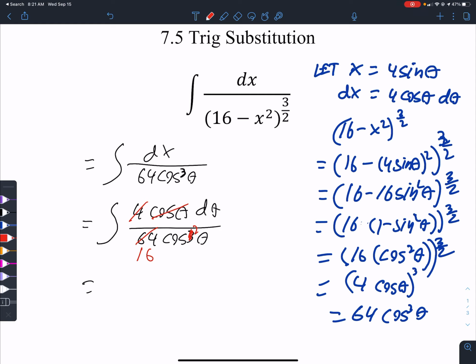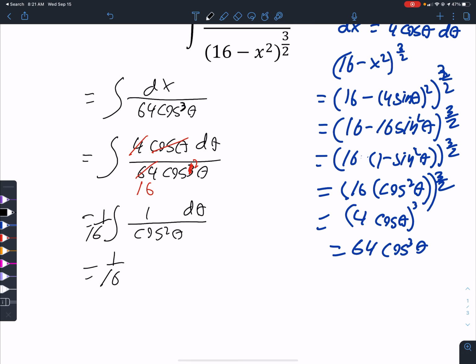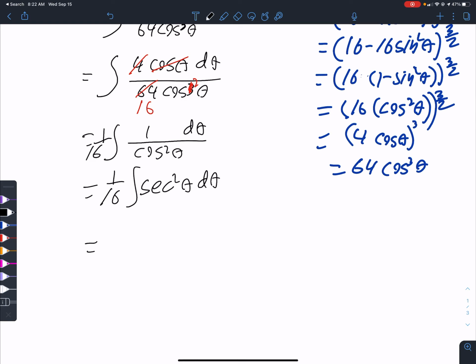So now what do we have? We're going to have the integral of, and I'm going to take the 1/16 out, 1 over cos squared theta d theta. But what is 1 over cos squared? That's secant squared theta. And the antiderivative of secant squared, you ask? Is it not tan theta plus c? So we think we're done. That's kind of cool, right?